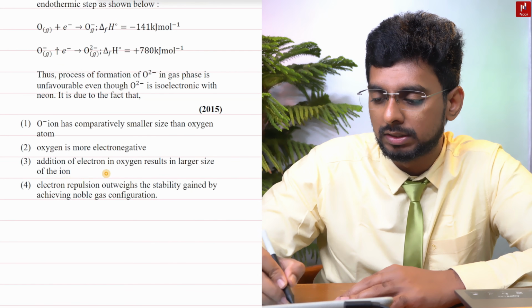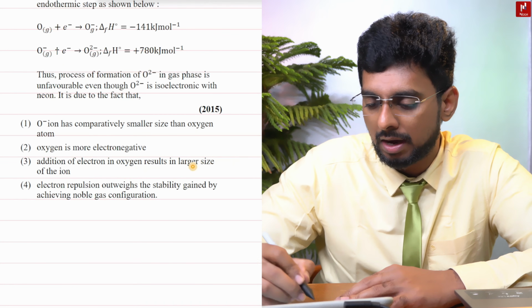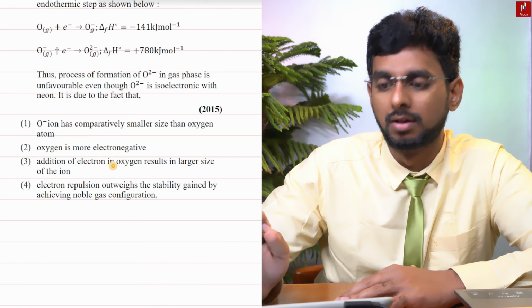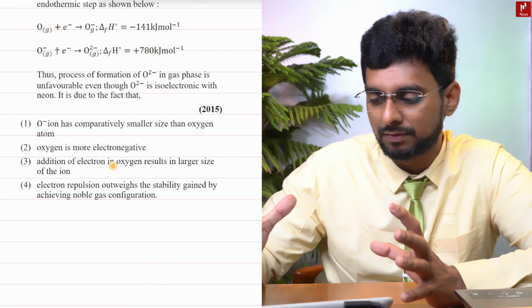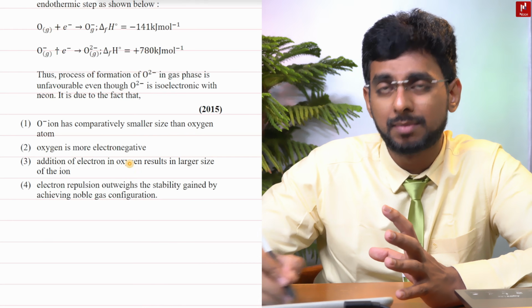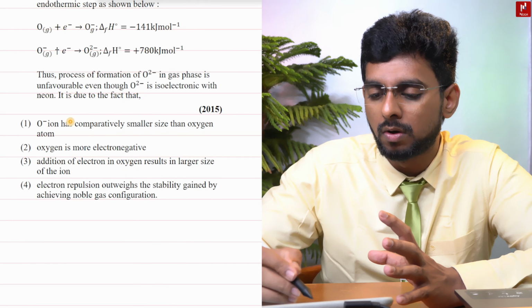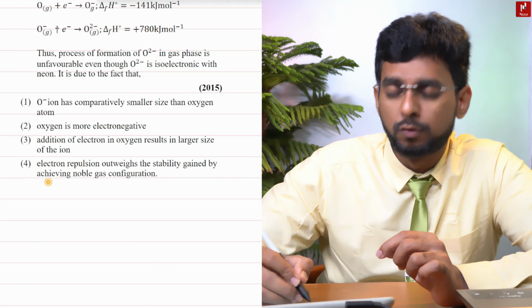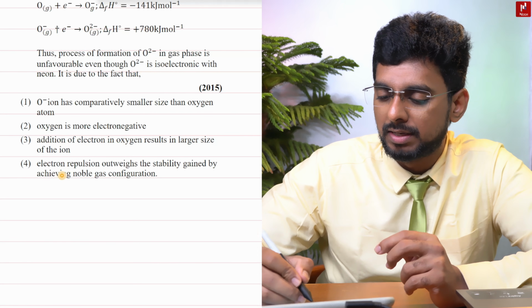Addition of electron in oxygen results in larger size of the ion. Okay, so if you're going to add electron, that's going to increase its size. Fine, the statement is right, but that doesn't seem to be a good argument for the question. Let me read the fourth option. That should have been my answer anyways.